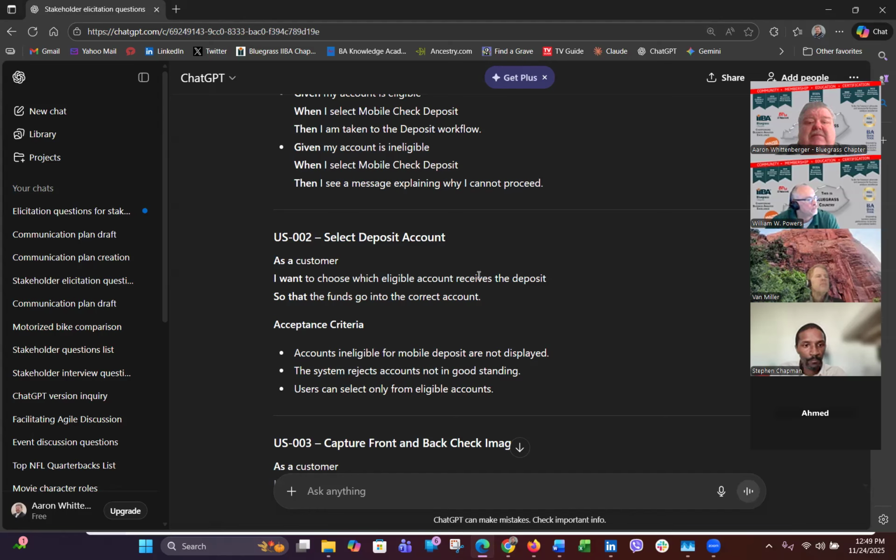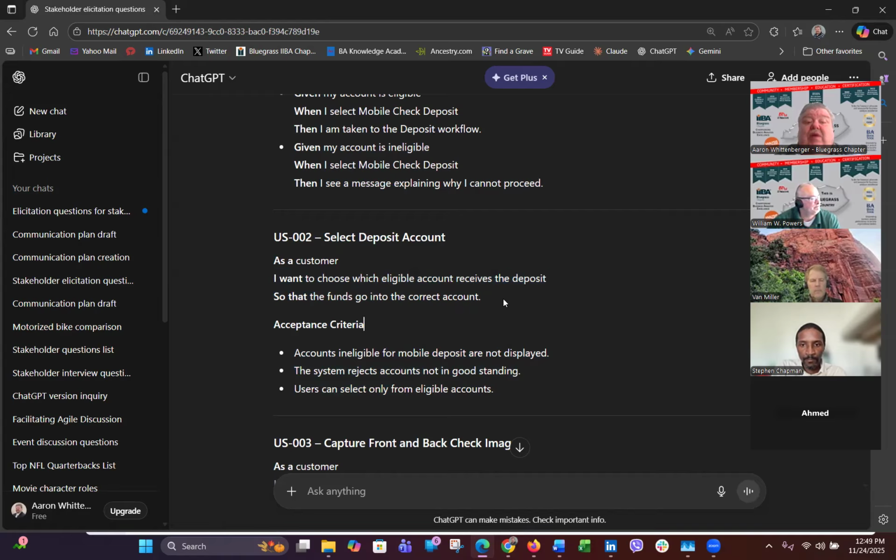Okay, so that's kind of a negative test. If you're not eligible, you won't even see the app or the function within the app. The system rejects accounts not in good standing. Users can select only from eligible accounts. I'm not sure that... Choose which eligible account receives the deposit. So this is all kind of a negative test, right? If I'm not eligible, I just can't do it. Well, where's the positive test for this?